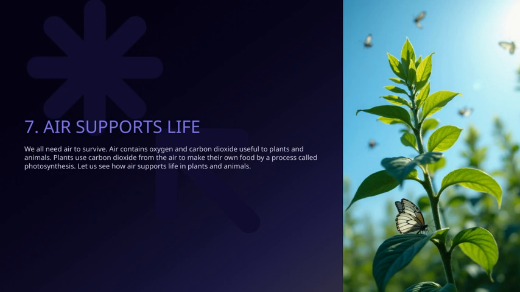Now, plants use that carbon dioxide from the air to make their own food through a process called photosynthesis. This process is fundamental because it allows plants to produce the energy they need to grow and thrive. And in doing so, plants also produce oxygen as a byproduct, which they release back into the air. So, in a way, plants and animals are interconnected, supporting each other through their different roles.